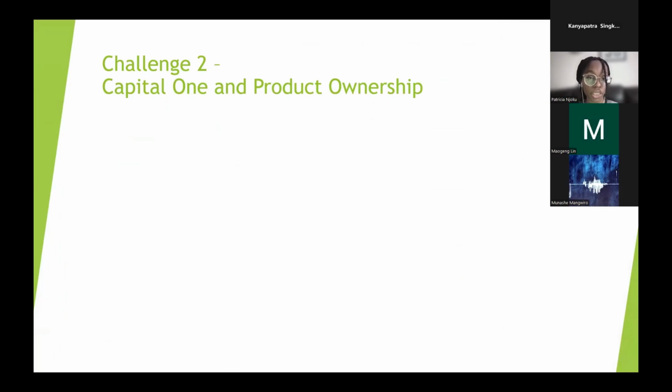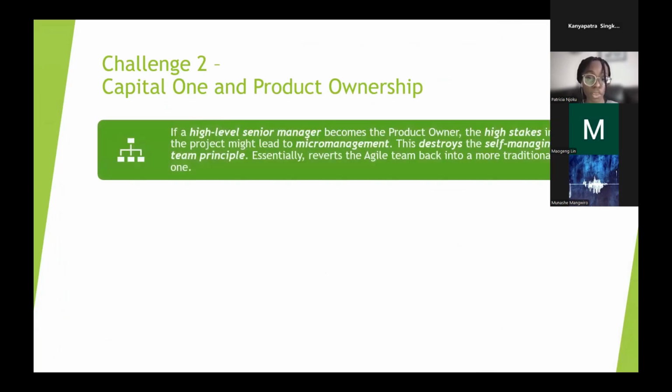The next challenge that I will be discussing is product ownership. So if a high-level senior manager becomes a product owner, their high stakes might lead to micromanagement. This destroys the self-managing team principle. So essentially, it reverts Agile back to more traditional teams.